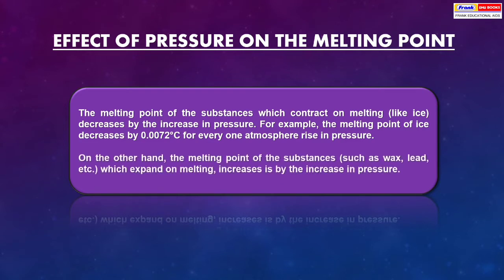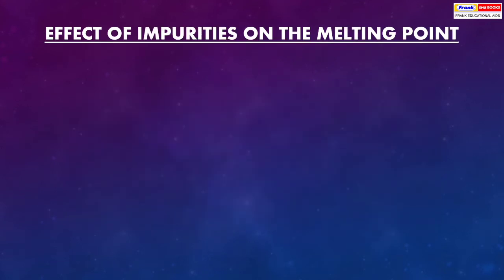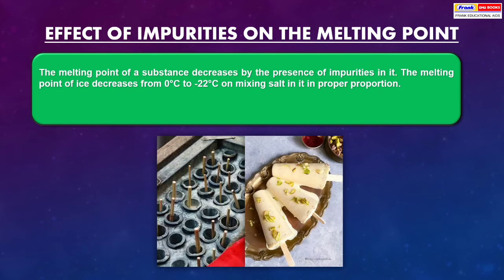On the other hand, the melting point of substances such as wax, lead, etc., which expand on melting, increases by increase in pressure. Effect of impurities on the melting point. The melting point of a substance decreases by the presence of impurities in it.